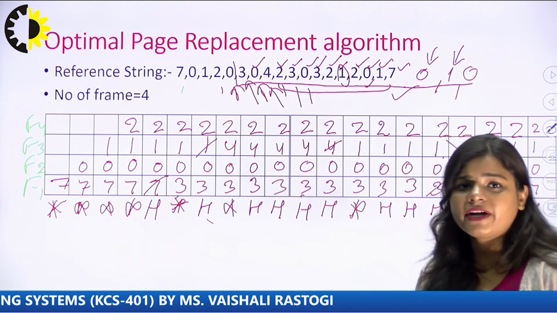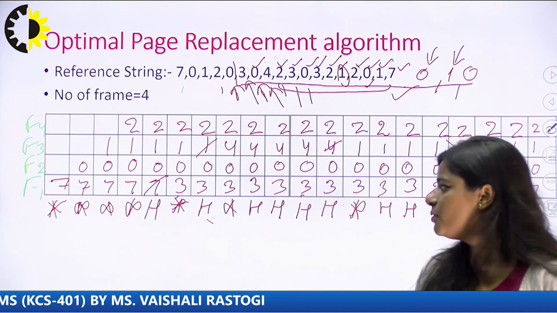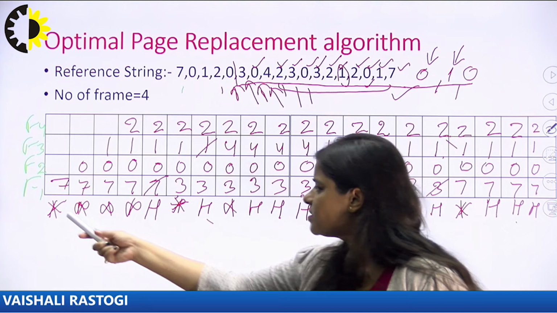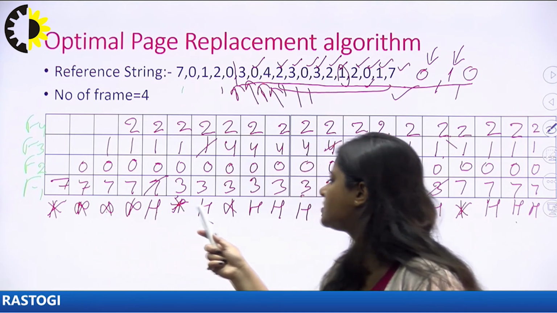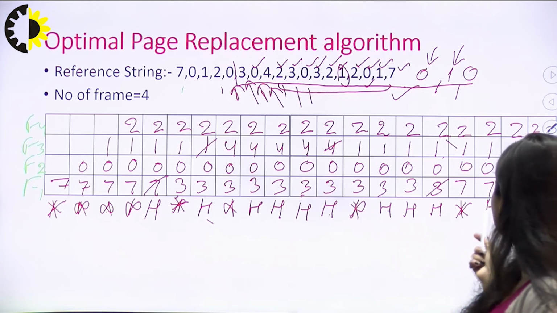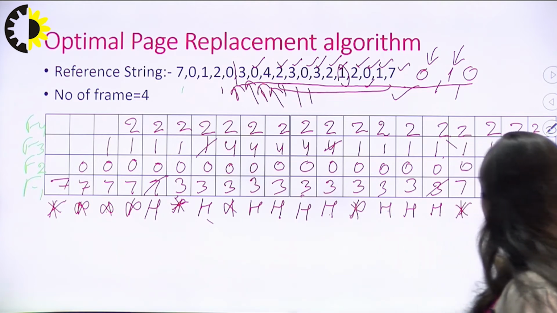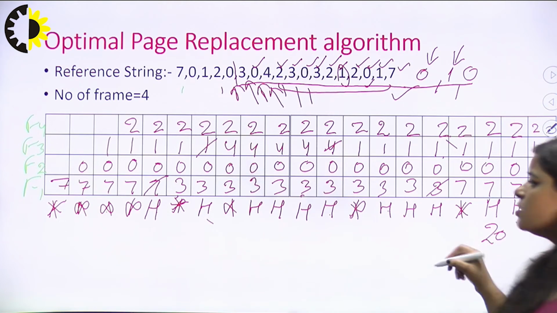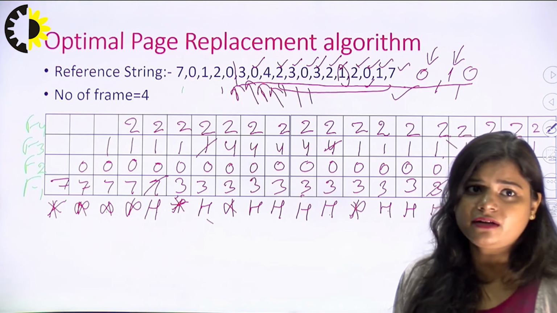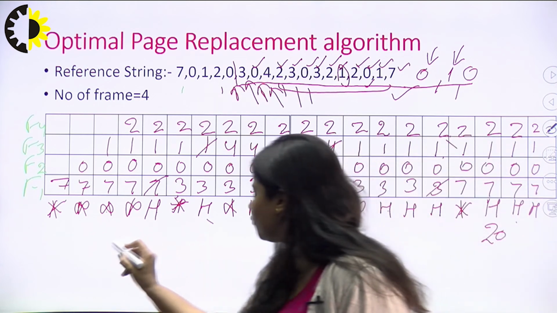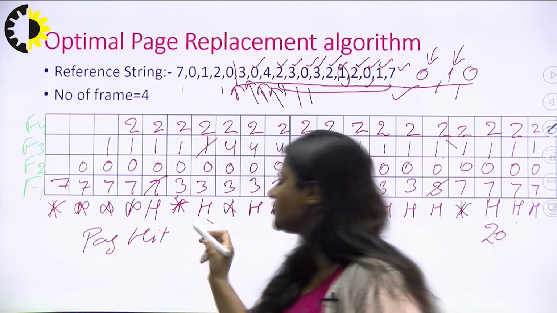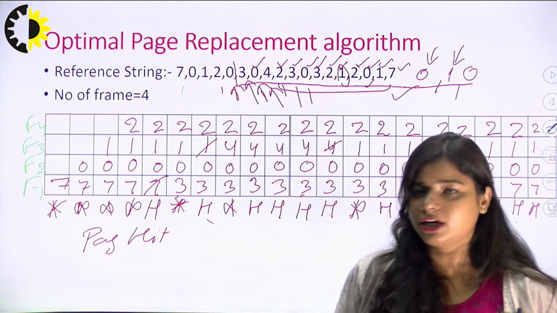Let's find the number of page faults and number of page hits. First I will count the number of references. Total number of references are 1, 2, 3, 4, 5, 6, 7, 8, 9, 10, 11, 12, 13, 14, 15, 16, 17, 20. 20 is the total number of references. I will find the page hit ratio and miss ratio. What was the formula of hit ratio? Number of page hits divided by number of references multiplied by 100.